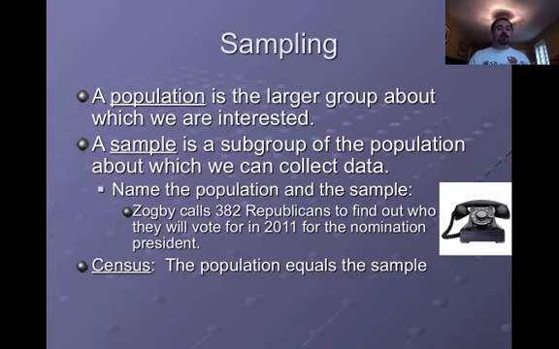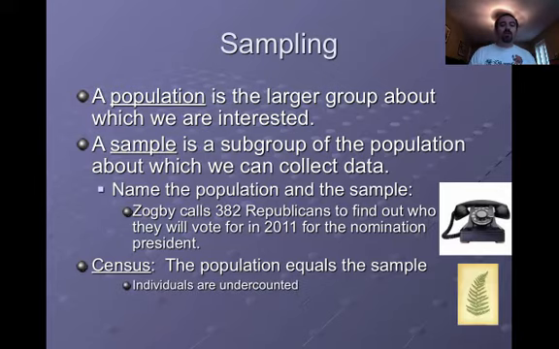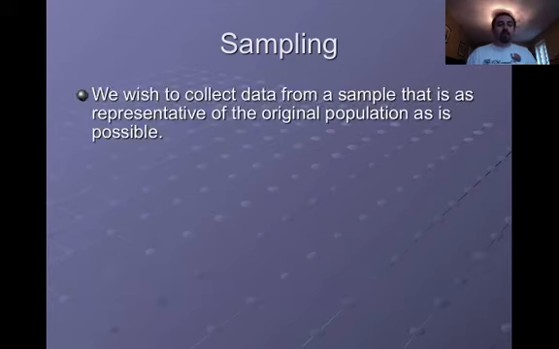A census is another concept here, which is when the population and the sample are the same thing. So a census is when you ask everybody in the population, or you're able to collect data about the entire population. That is a census. Now there's a problem here, and the problem is that individuals typically become undercounted. It's not impossible, but it's incredibly difficult to actually take a true census. We don't do it very well in this country, and there's a lot of debate about that. So census is a nice idea, but not really practical. The whole point is we want to collect data from a sample that is as representative of the original population as is possible.